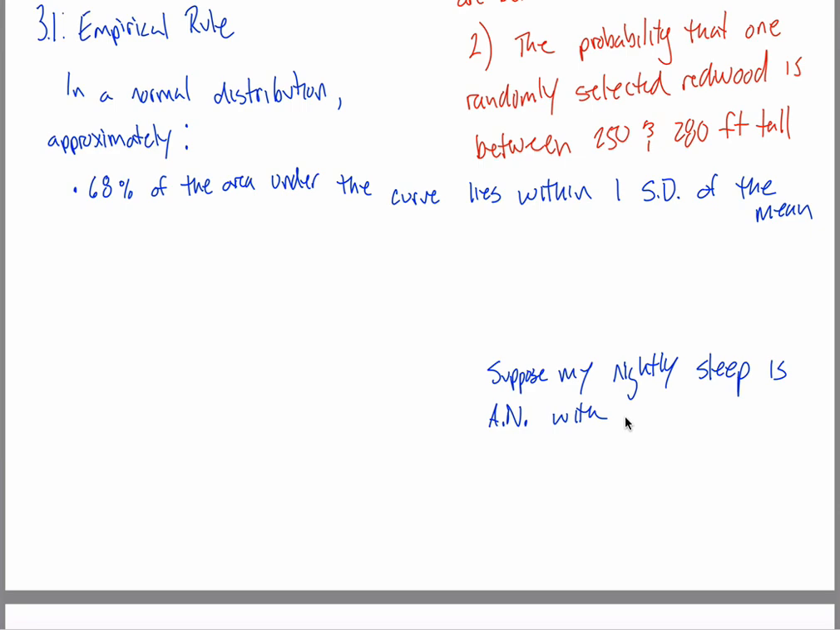With a mean of, let's say, 8. That's probably not true. It'd be nice if it were, though. And a standard deviation of, I don't know, let's say 1.5. Sure. Suppose you're given this information right here. You're told that the shape of the number of hours that I sleep on a given night is approximately normal.